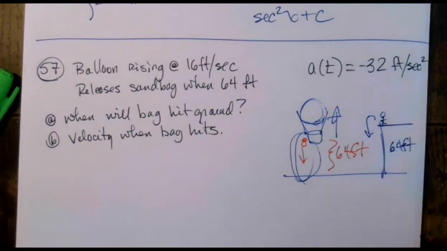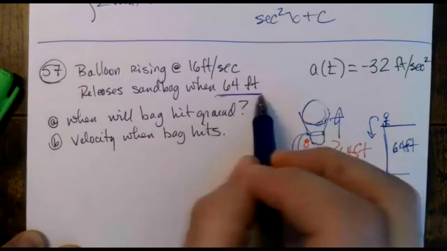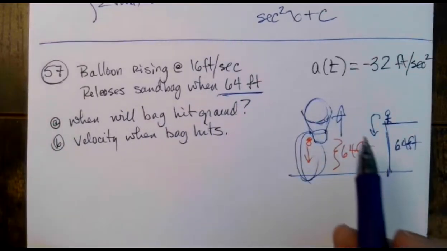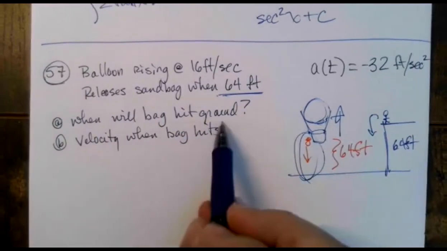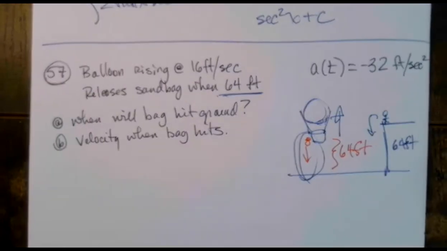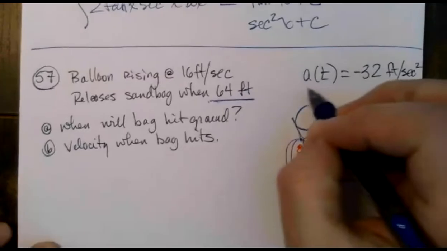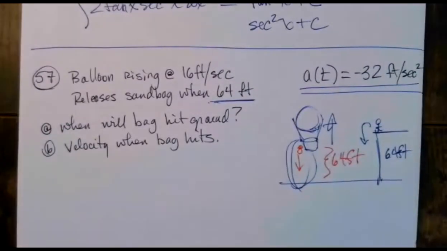So we have a balloon rising. They drop a sandbag when they get 64 feet up. And then the question becomes, when does it hit the ground, and how fast is it going when it hits? All right, so there are some things that we need to put together. First of all, we are told the acceleration due to gravity is negative 32 feet per second squared.